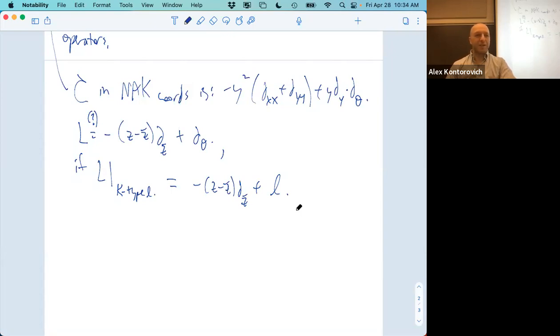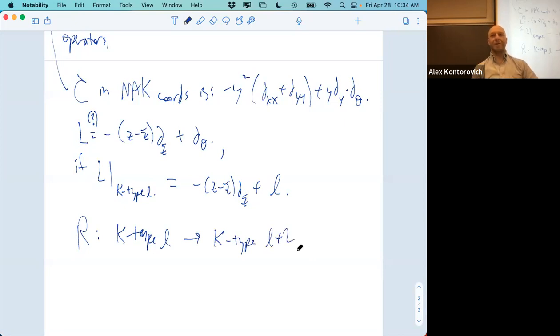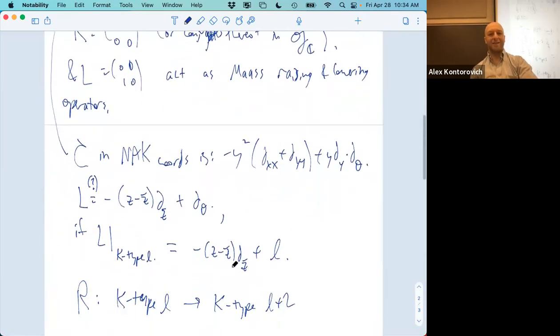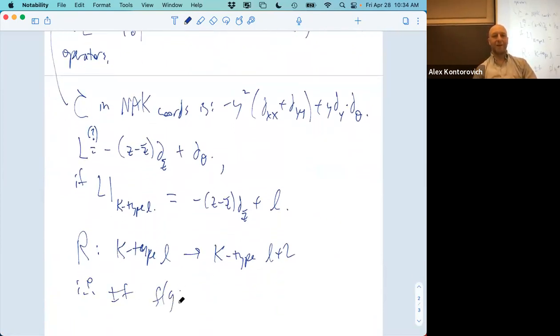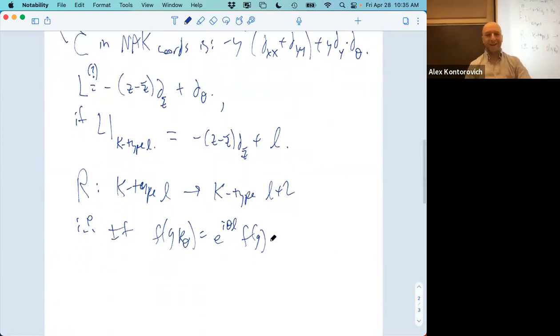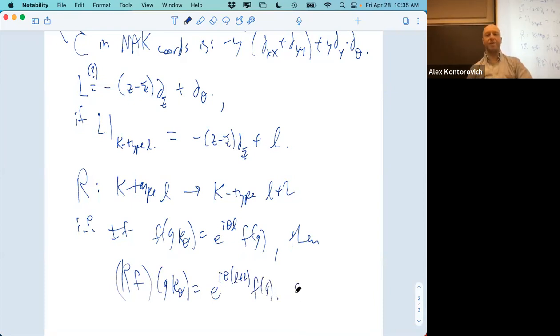So what's the big idea? I think I've said everything that we discussed. Oh yeah, and R takes functions with K-type l to K-type l plus two. That's what makes it a raising operator. If a function has this property, i.e., let me just say if f of g k theta is e to the i l theta f of g, and you see, I'm even dropping whether I want the 2 pi there or not, then roughly speaking, R f of g k theta is e to the i theta (l plus 2) f of g. And similarly with L, where l goes to l minus 2.